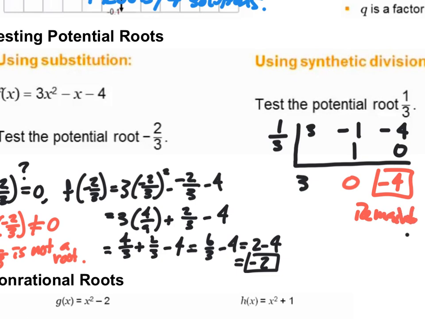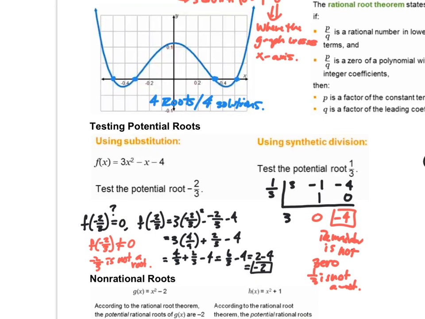So my remainder is not 0. Therefore, 1/3 is not a root. It is not a solution. And that's what we're doing.